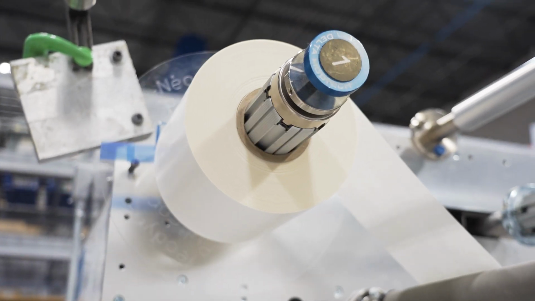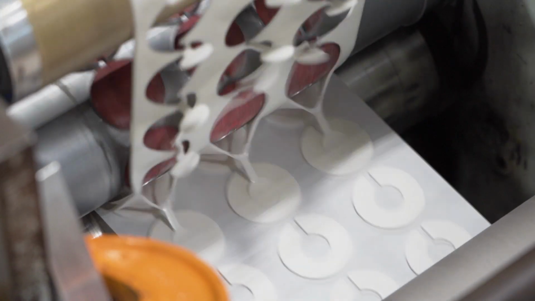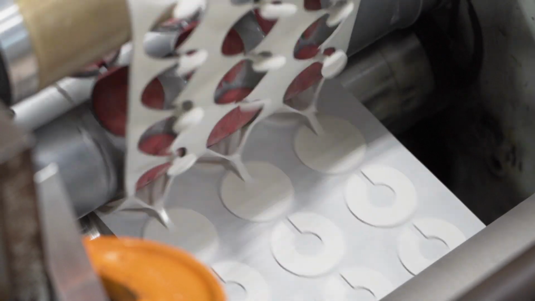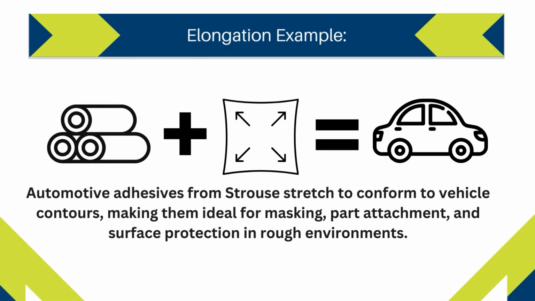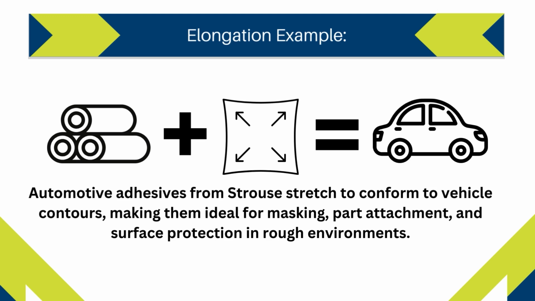Elongation is directly related to the stretchability of flexible materials. Flexible materials with good elongation properties can be stretched during application, allowing for better coverage on irregular surfaces or in hard to reach areas. Elongation also helps flexible materials remain durable in extreme environments. For example, automotive adhesives from Strouse stretch to conform to vehicle contours, making them ideal for masking, part attachment, and surface protection in rough environments.